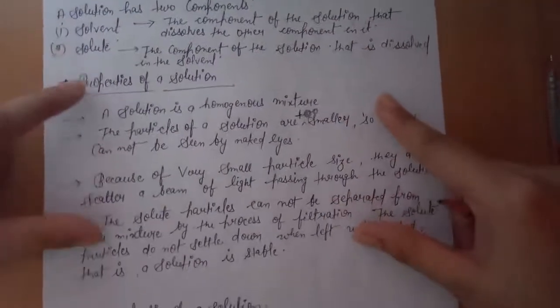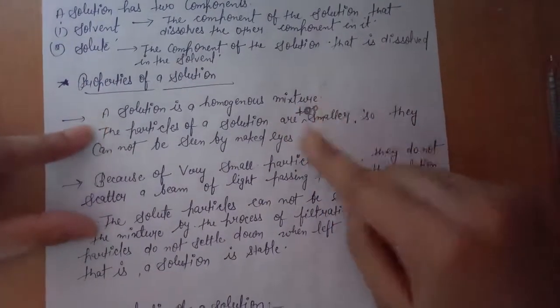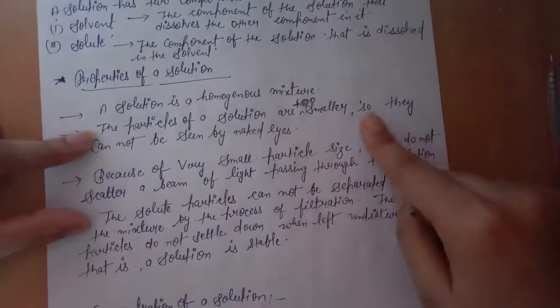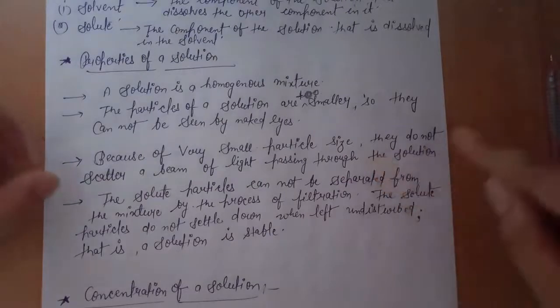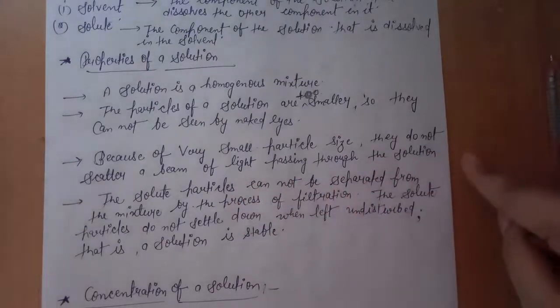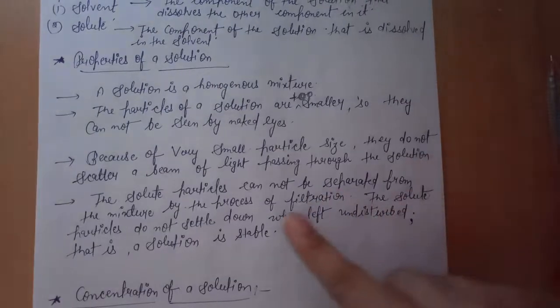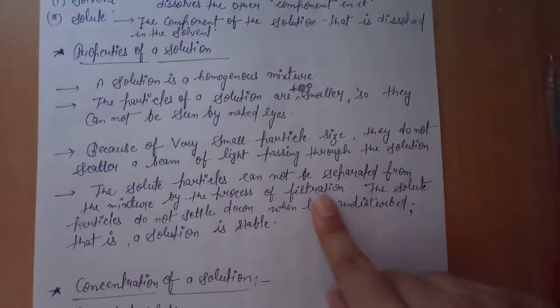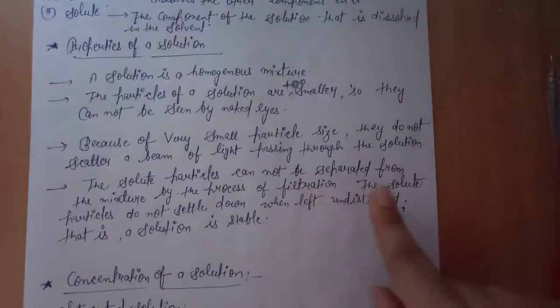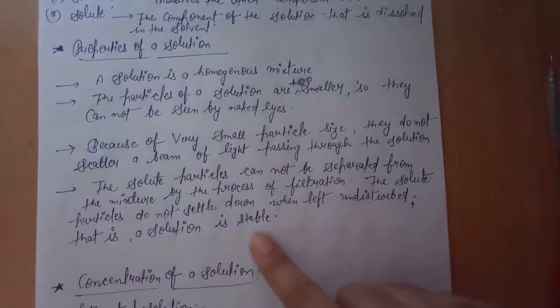Next is properties of a solution. A solution is a homogeneous mixture. The particles of a solution are too small, so they cannot be seen by the naked eye. Because of the very small particle size, they do not scatter a beam of light passing through the solution, as we saw in the case of suspension and colloidal solution. The solute particles cannot be separated from the mixture by filtration because the particles of a solution are too small. The solute particles do not settle down when left undisturbed, and that is why a solution is stable.